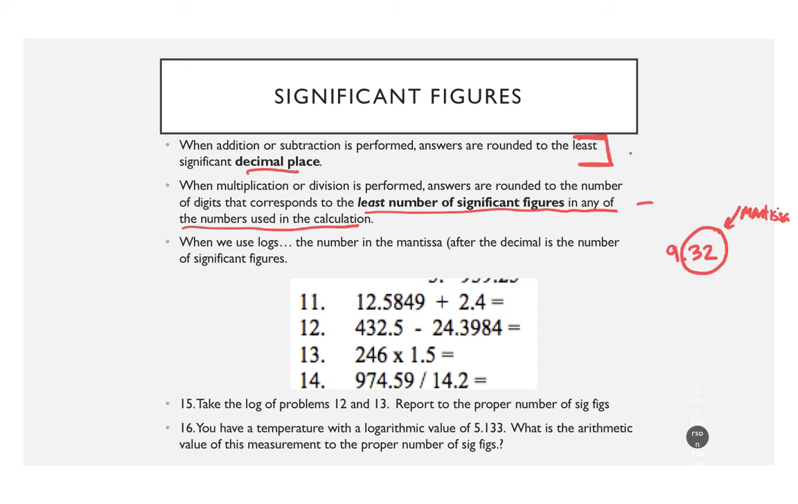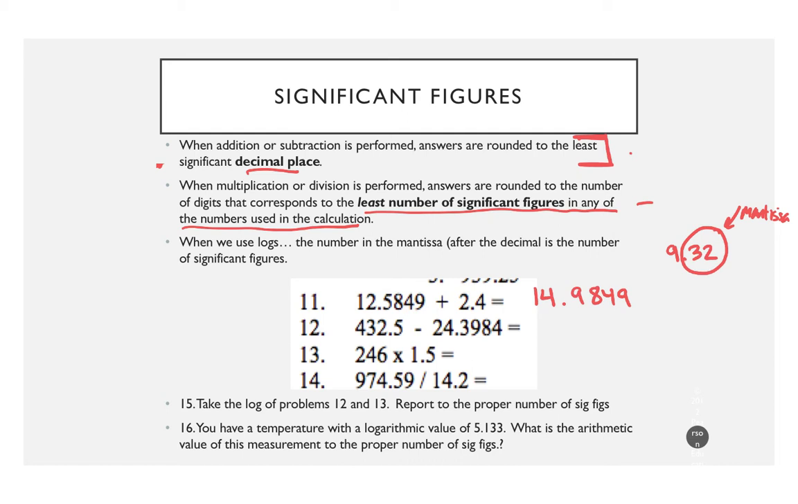Okay, so let's go ahead and do these down here then. 11, 12, 13, and 14. Let's do the first one. We'll do 11. All right, if I add 12.5849 plus 2.4, I'll get an answer that my calculator returns to me of 14.9849. Okay. This is addition, so I'm going to look for the least significant decimal place.